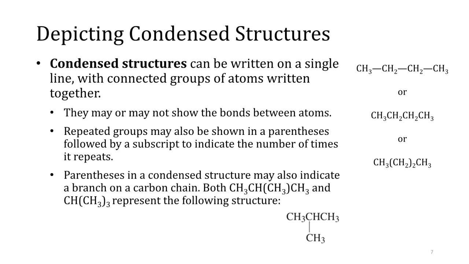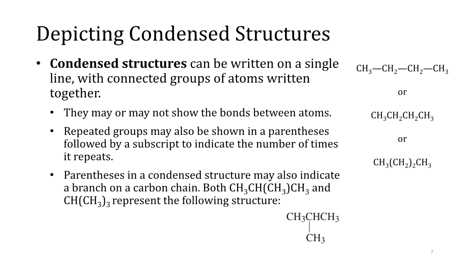Now, condensed structures, these are written on a single line, and they connect the groups of atoms that are written together. So this is a way for us to see how the atoms are connected generally. We know that the hydrogens are filling in the extra valence sites on carbon, so we don't need to draw those necessarily. So that's why condensed structures are important. So here we've got butane drawn three different ways on the right-hand side. And this is all linear butane.